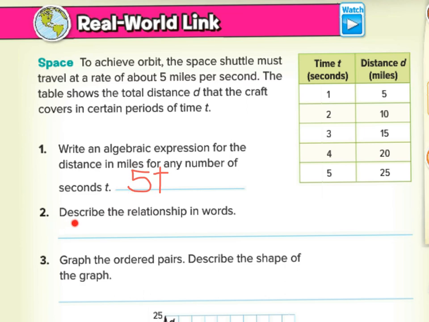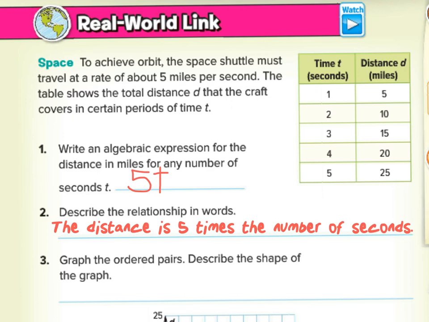Number 2, describe the relationship in words. Well, I just explained it, but a good way to write it out would be, simply put, the distance is 5 times the number of seconds. So every time I have a second, it's going to be times 5, right?